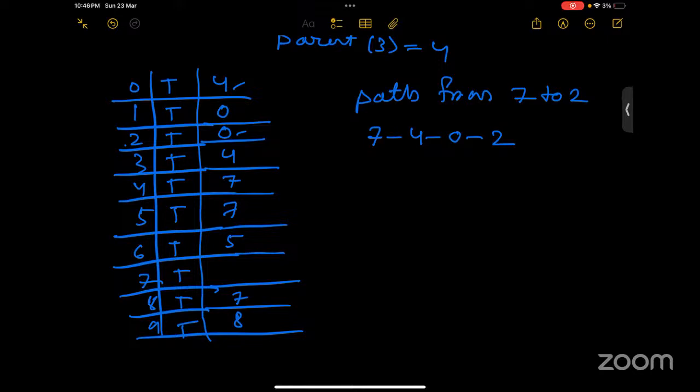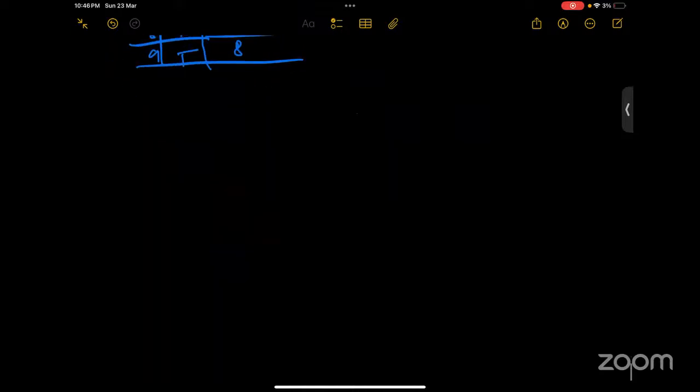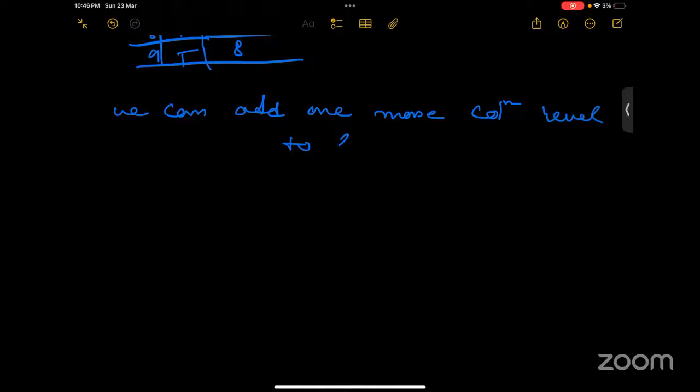Also, there is one thing, label. We can add one more column called level in our BFS to find the shortest path. Okay, so how?